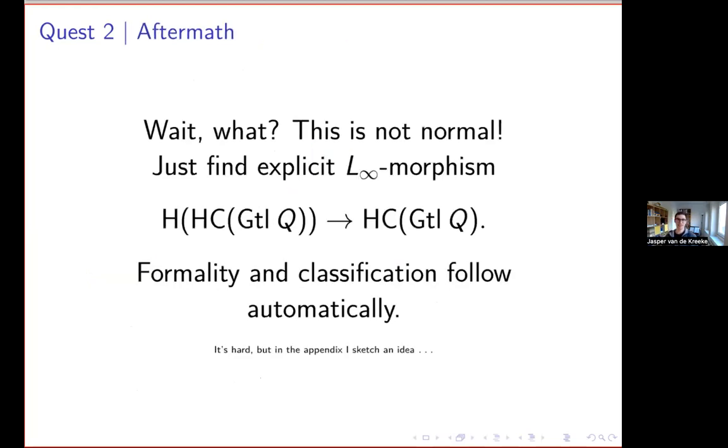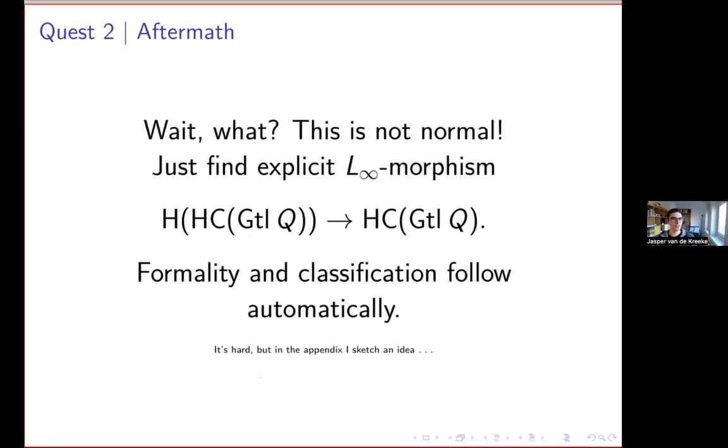Wait, what? This is not normal. Why did we do all this stuff? Why do we prove formality and classification of deformations independently? Just find an explicit L-infinity morphism from cohomology to the Hochschild DGLA. And if you own this morphism, formality and classification follow automatically.